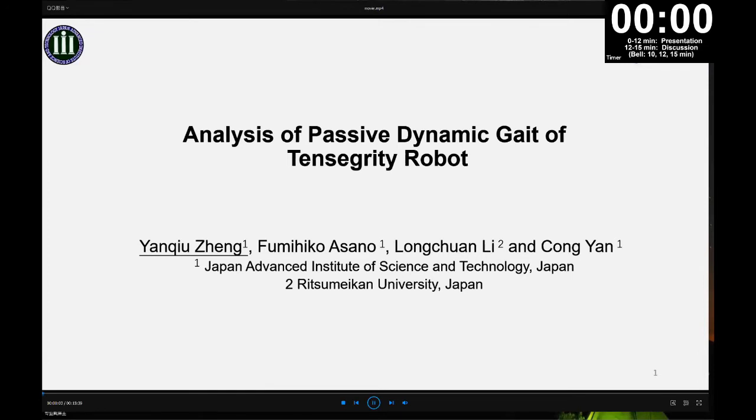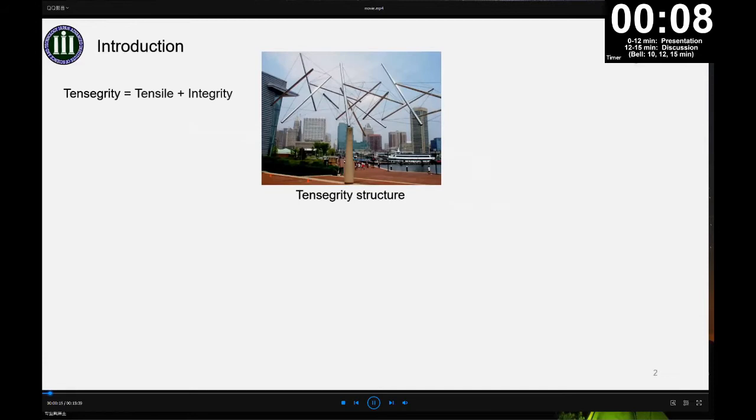Hello everyone. It's my pleasure to introduce our new research about the Tensegrity robot. I'm Zheng Yanqiu, who comes from Japan Advanced Institute of Science and Technology. I will start with the word Tensegrity, which comes from the composition of tensile and integrity, was proposed in the construction industry in the last century, as shown in this figure.